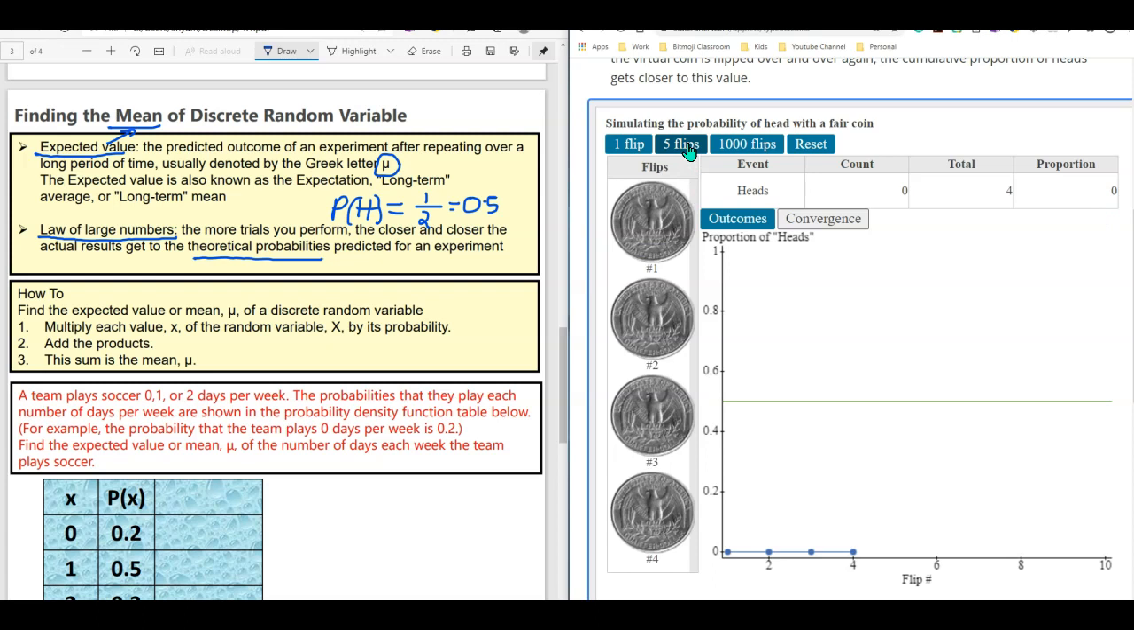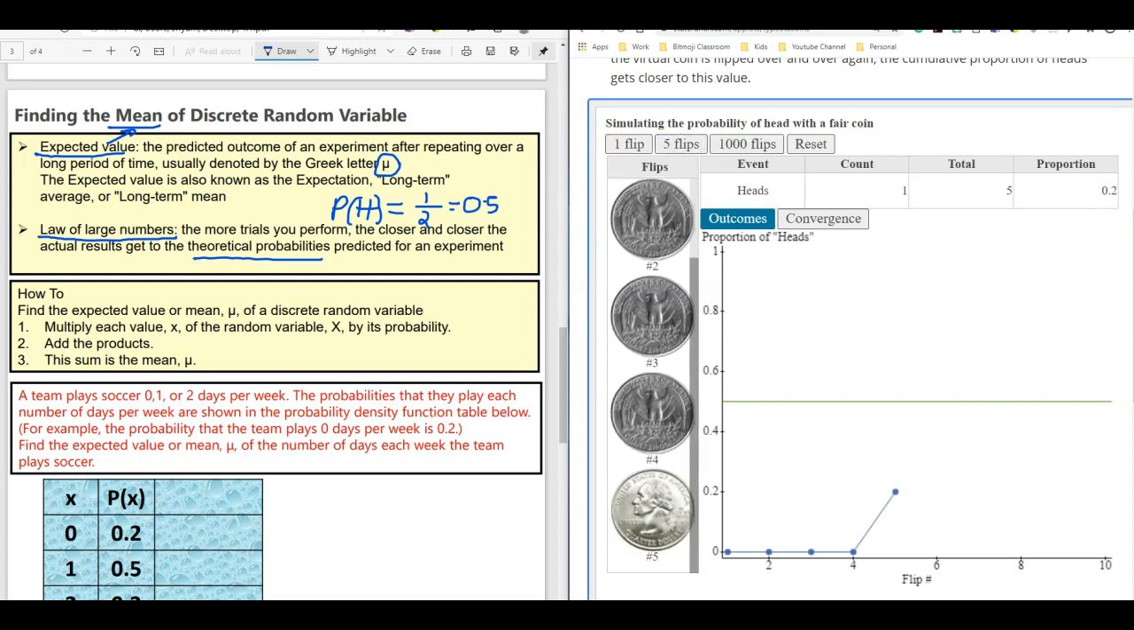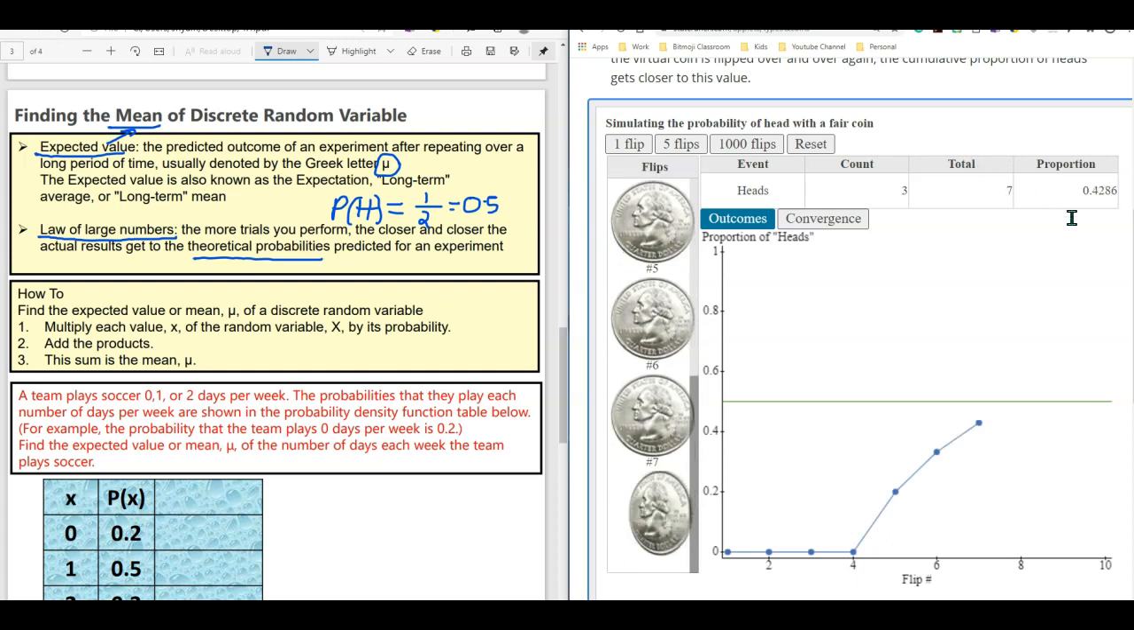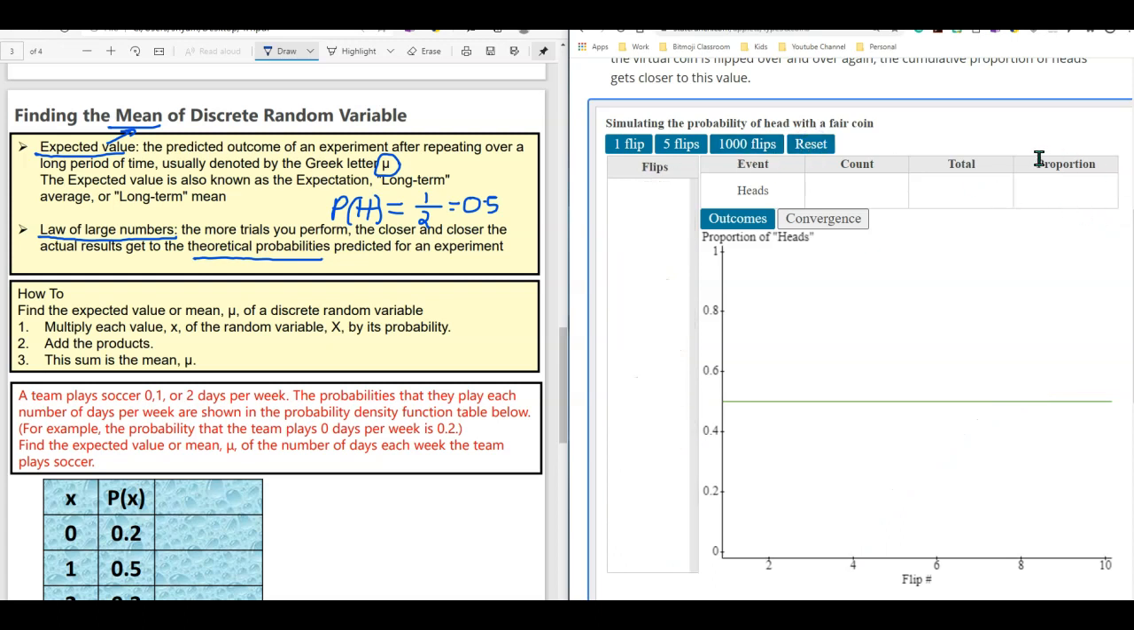Now let me flip it 5 times. I want you to focus on this particular value here. What's happening? As I'm flipping the coin more often, I'm trying to see the probability of getting a head. And as you can see here, it is 0.55. So let me reset this and go back. I want you to look at this particular section, which says proportion.